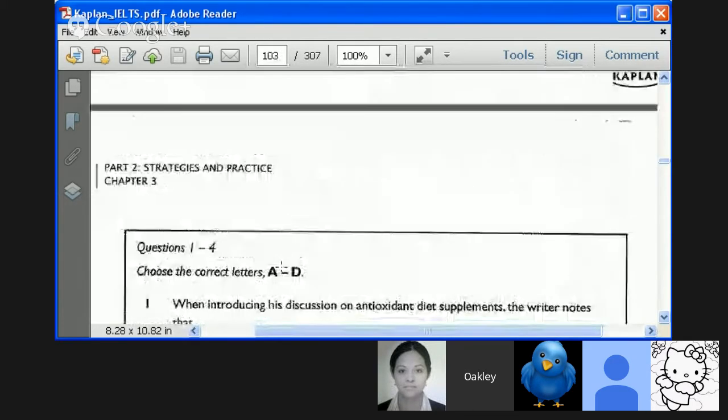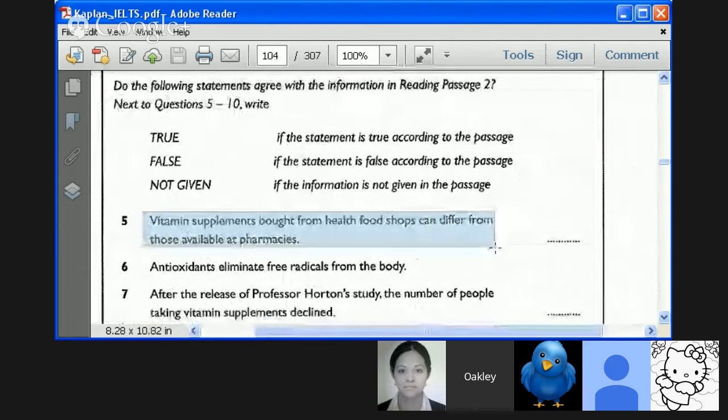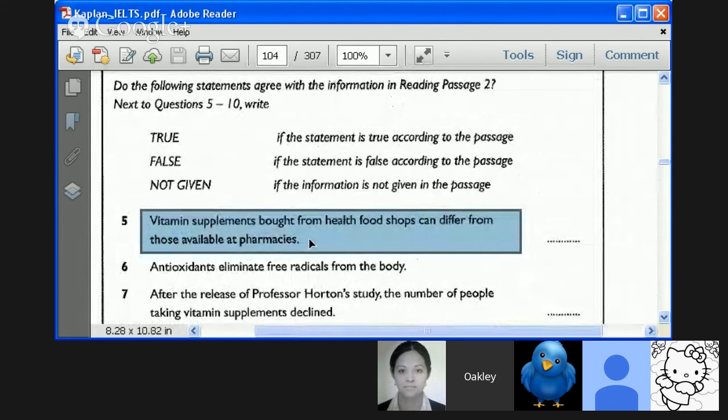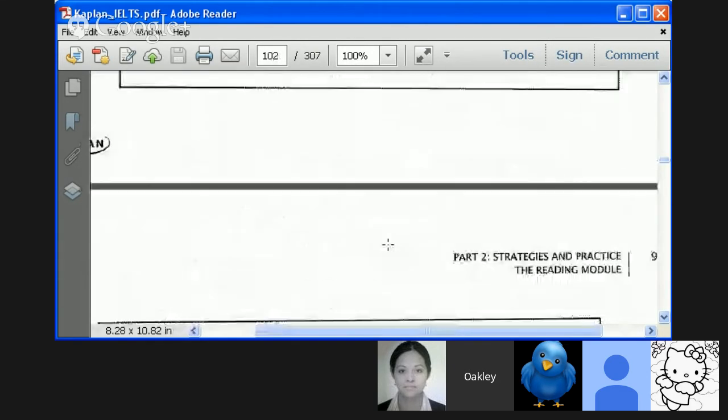All right, so that's one thing you're doing. The other thing you need to do is take this statement, simplify it in your mind, and make sure that you take it quite literally when you're dealing with the adjectives or adverbs or whatever. Vitamin supplements in health food shops are different than the ones in pharmacies. That's what the question's saying. Is that what the passage says?